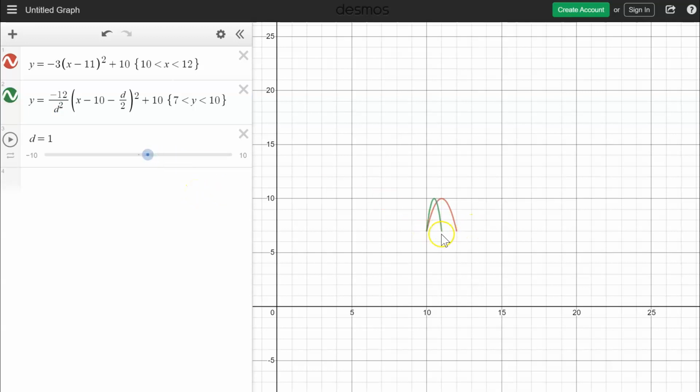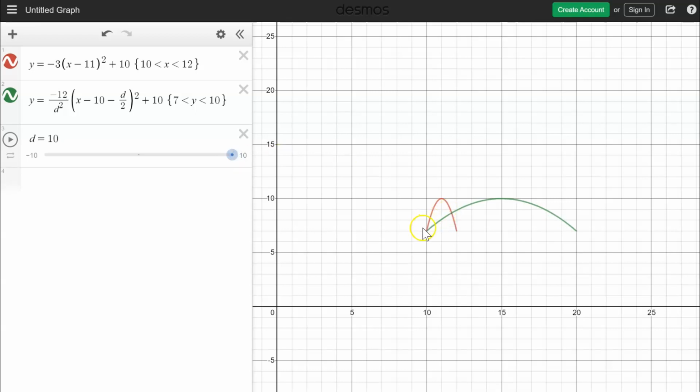It's got a width of 1 meter. It's still at y equals 7, and the maximum is still at y equals 10. So what we've done is, if we added in 1, that would have changed it to that formula. And again, if we wanted it bigger, we can see how the bigger the distance is, the wider the parabola gets. And that's perfect. That's exactly what a generalized formula is.